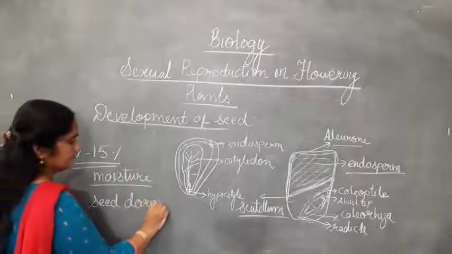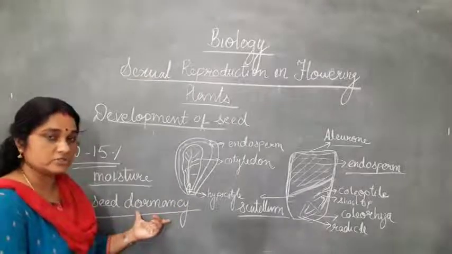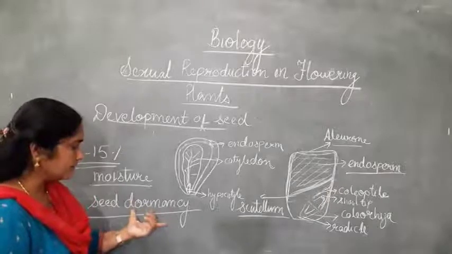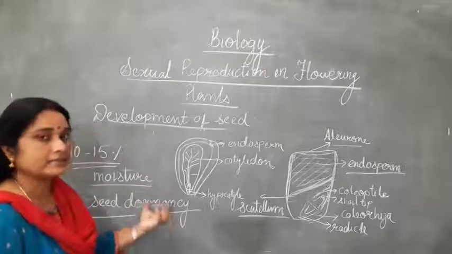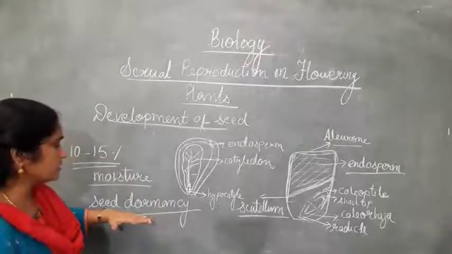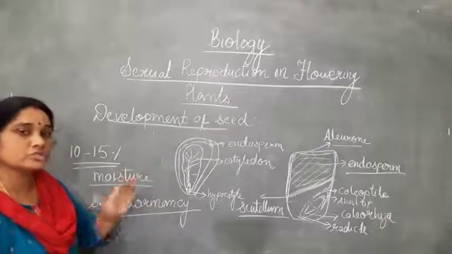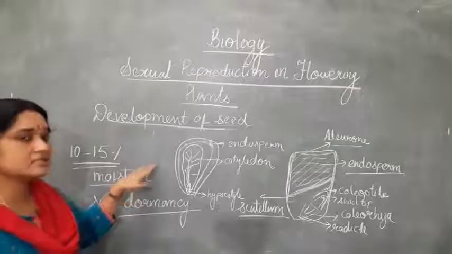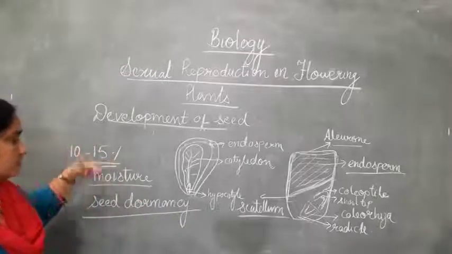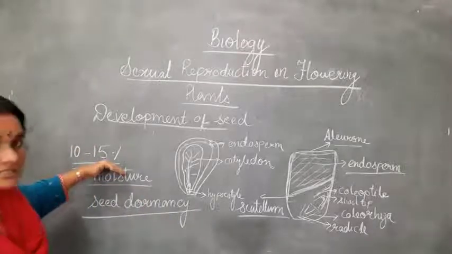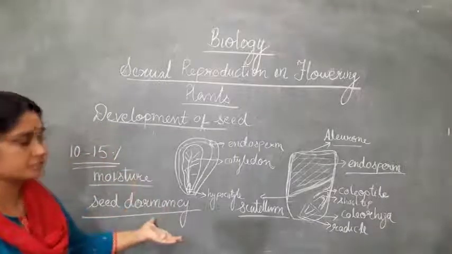Seed dormancy means the state in which the seed stops all its metabolic activity, and then under favorable conditions, when it gets sufficient moisture, air and oxygen, it starts germinating. This is important; it is known as dormancy or seed dormancy. So there are two factors by which seeds can be stored for many years: one is dehydration, the other is seed dormancy. The percentage of moisture in the seed will be very low, it becomes totally dry, so it can be stored for a longer time and transported from one place to another.